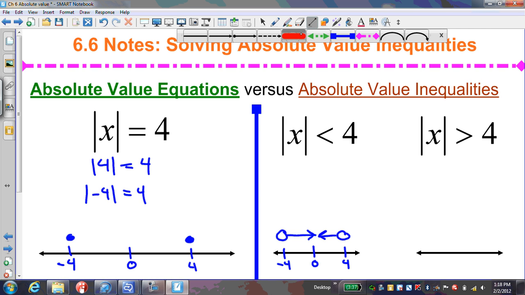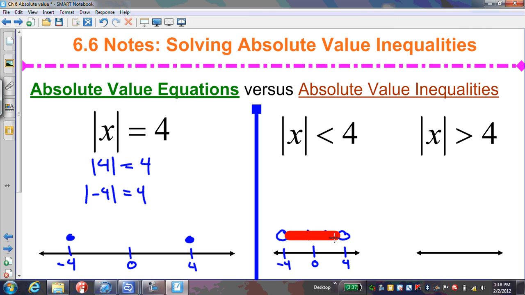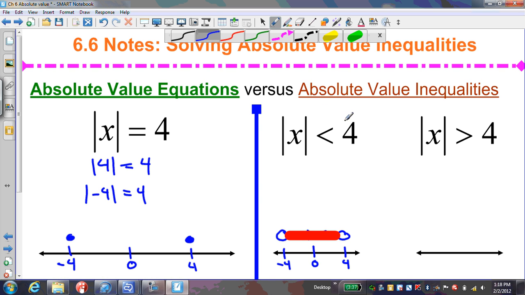So what does this look like? This looks pretty much like an AND statement. So if I draw a line in here, we're talking about values in between negative 4 and positive 4. And what do we call that? We call this an AND statement. This is what we looked at the other day in compound inequalities.